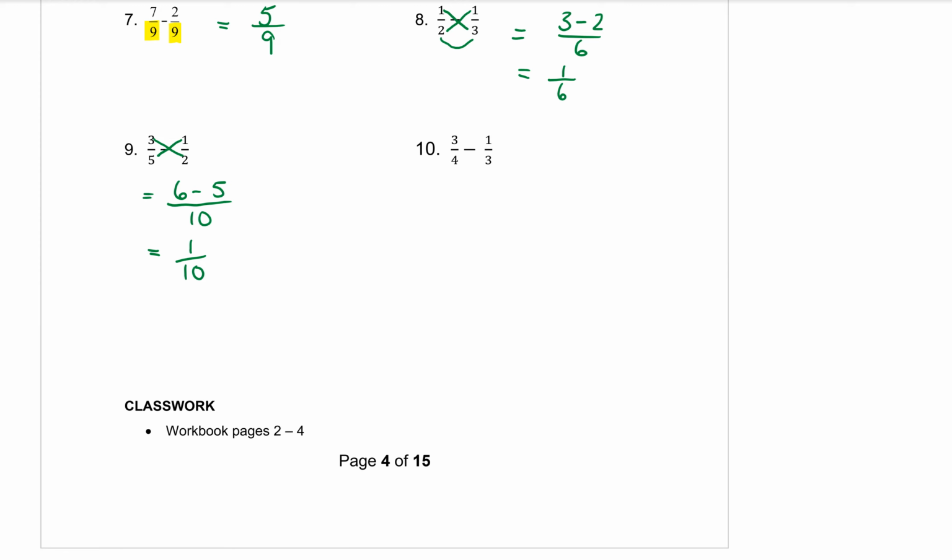Okay, and one more to do, question 10. Times those bottom numbers together. 4 times 3 is 12. 3 times 3 is 9, and minus 1 times 4 is 4. 9 take away 4 is 5, and the denominator stays 12.